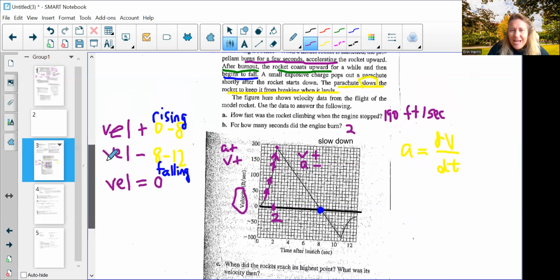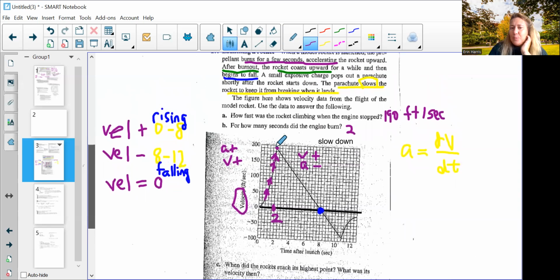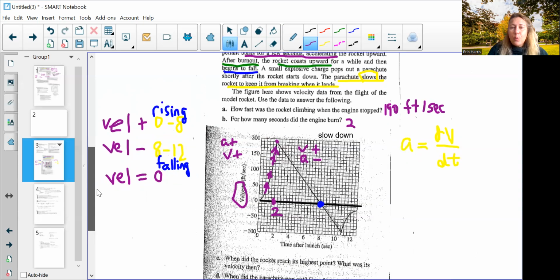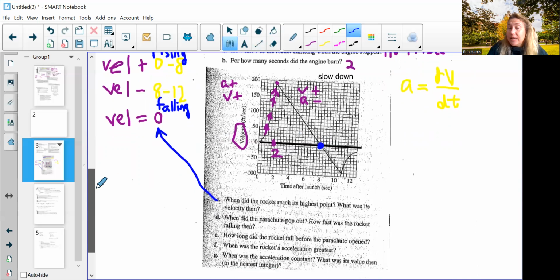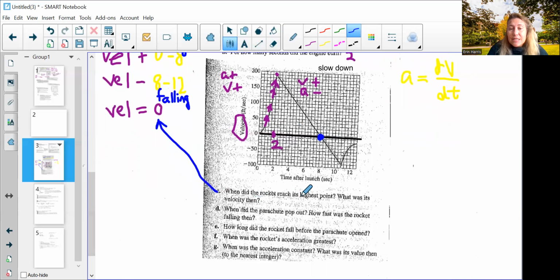So again, it's so tempting to say this is the highest point, right? This 190. But remember, our highest point happens right here, when velocity is 0, when I change directions. I have no way of knowing how high the rocket actually got. I can't determine that by looking at a graph of velocity, but I know that it reached its highest point right before it started falling.